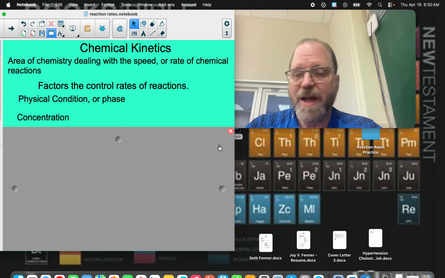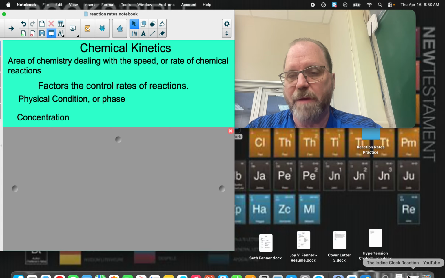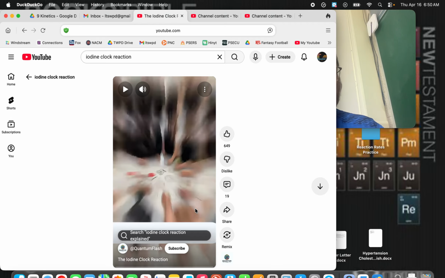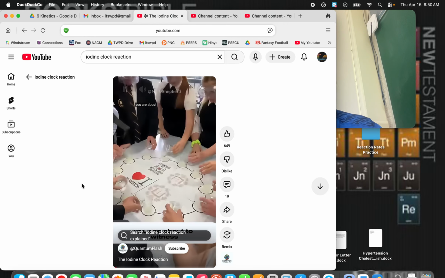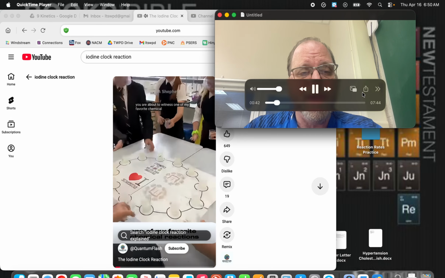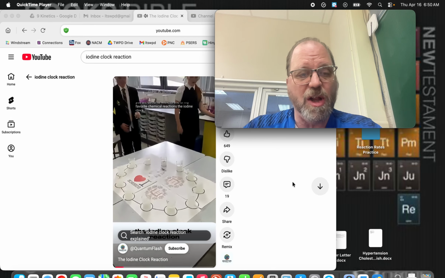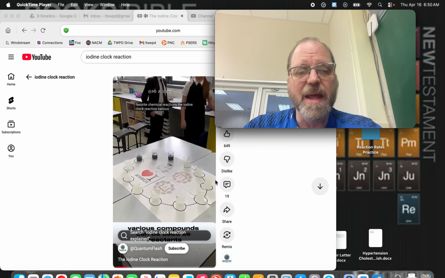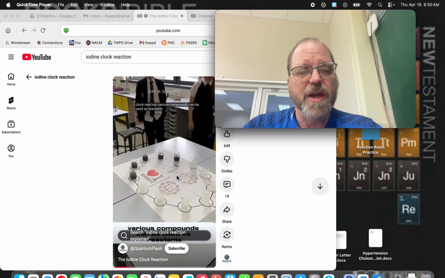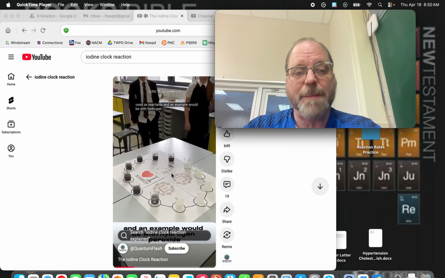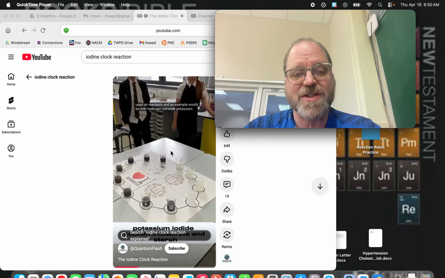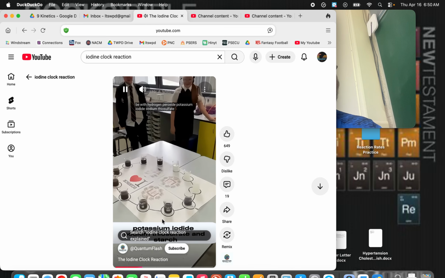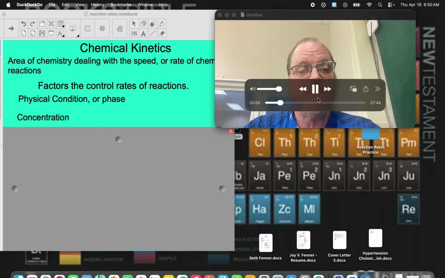The concentration, and I always like to show this demonstration. I do this in lab, but I don't have that. You are about to witness one of my favorite chemical reactions, the iodine clock reaction. Various compounds can be used as reactants, and an example would be hydrogen peroxide, potassium iodide, sodium thiosulfate. Like that, and that's an example of concentration.